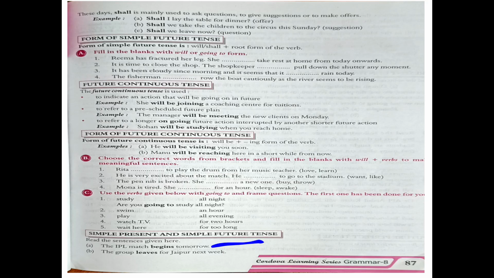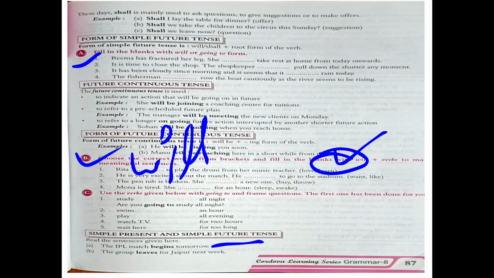Next is Rita. Choose the correct words from brackets and fill in the blanks with will plus verb form. So here we are supposed to do simple future tense. Okay, we are not using verb plus ing form in this exercise, right? So Rima has fractured, that is already solved. Now choose the correct words from the bracket. So here Rita will, what will she learn? Rita will learn. So learn is the correct option, circle it.